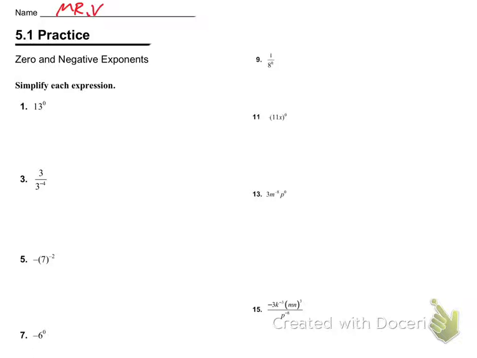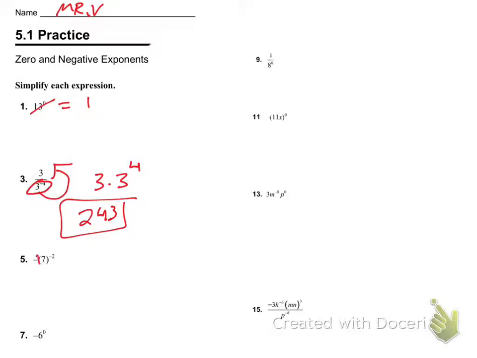So for this first one, number one, 13 to the 0, anything to the 0 power is automatically going to be equal to 1. All right, so we don't like that 3 to the negative 4th in number 3. 3 to the negative 4th has a negative exponent. We don't like that, so we're just going to bring it up. So that would be 3 times 3 to the positive 4th. So then my calculator, I'm going to do that. I'm just going to find that out. What's 3 to the 4th? 3 to the 4th, and then times 3, so that'd be 243, and that's your final answer.